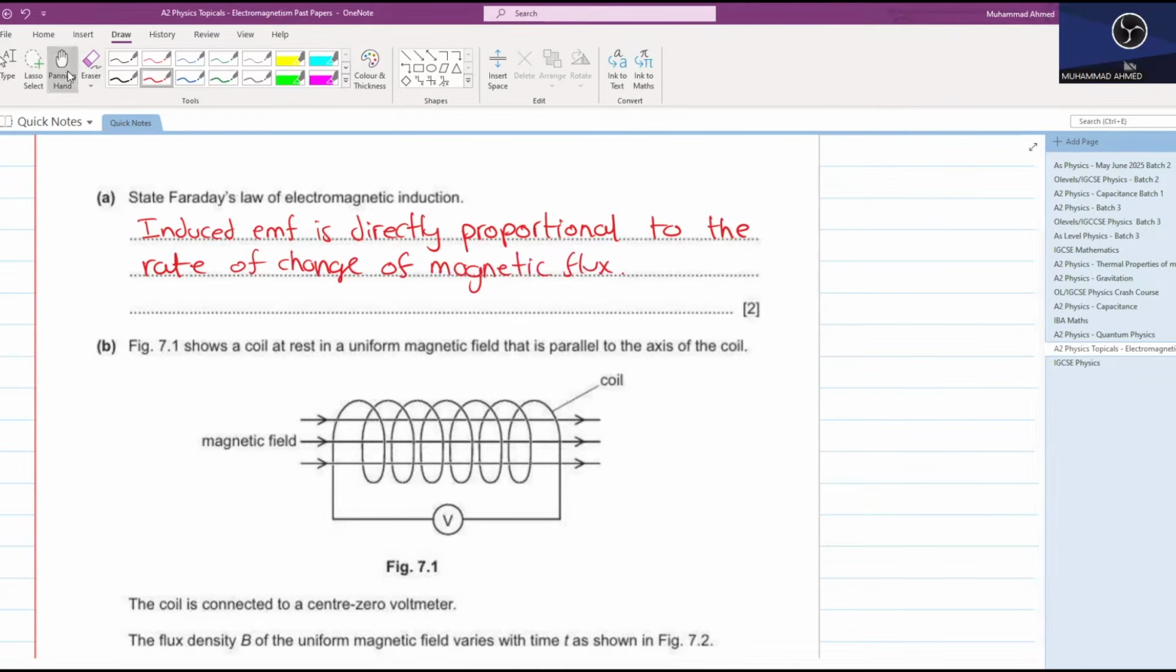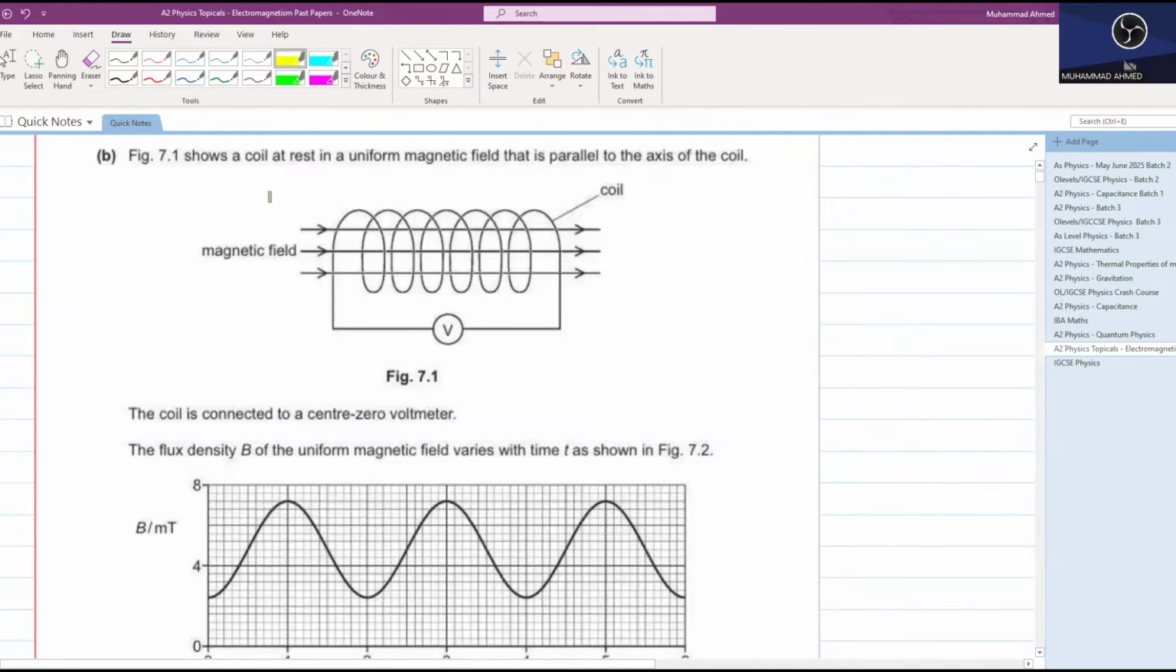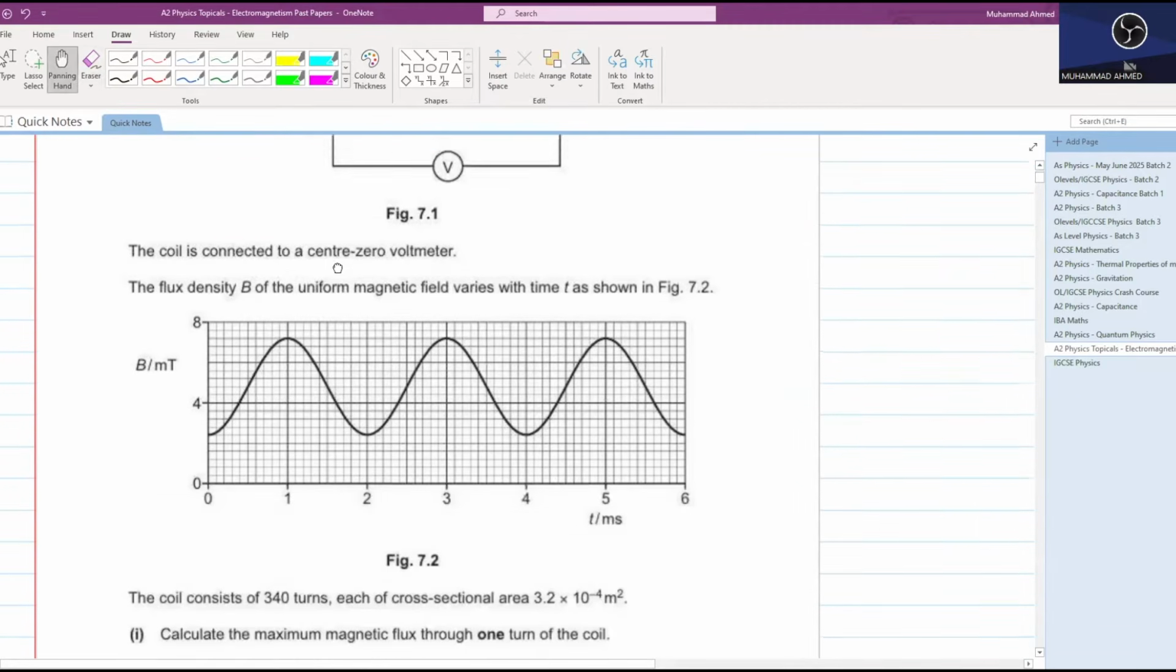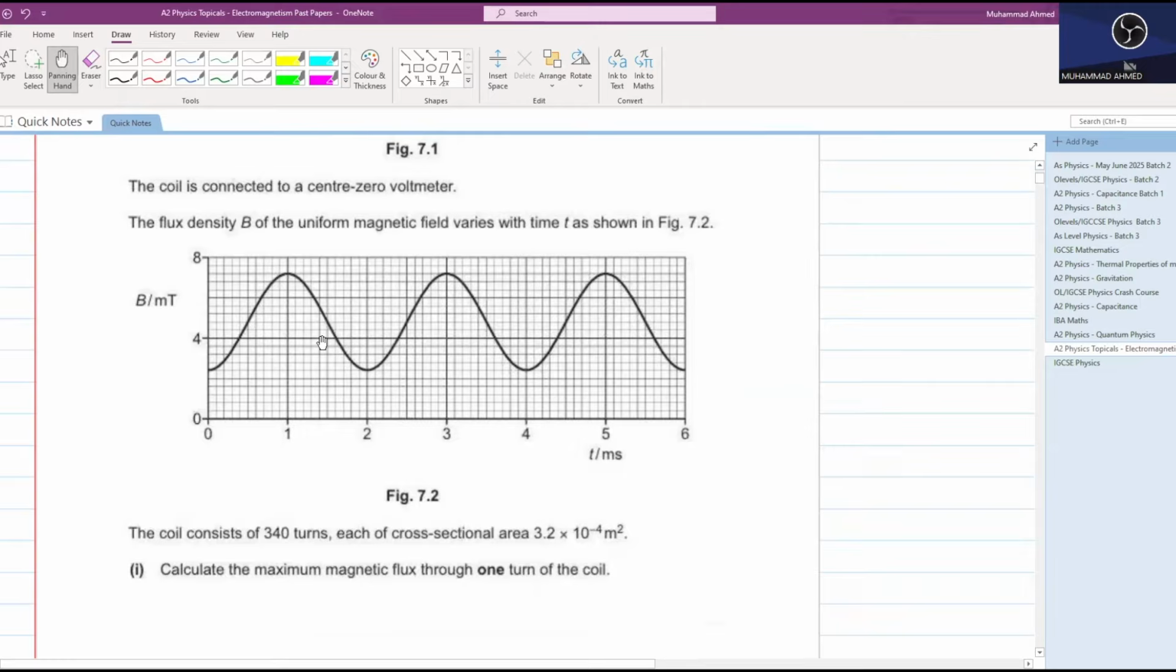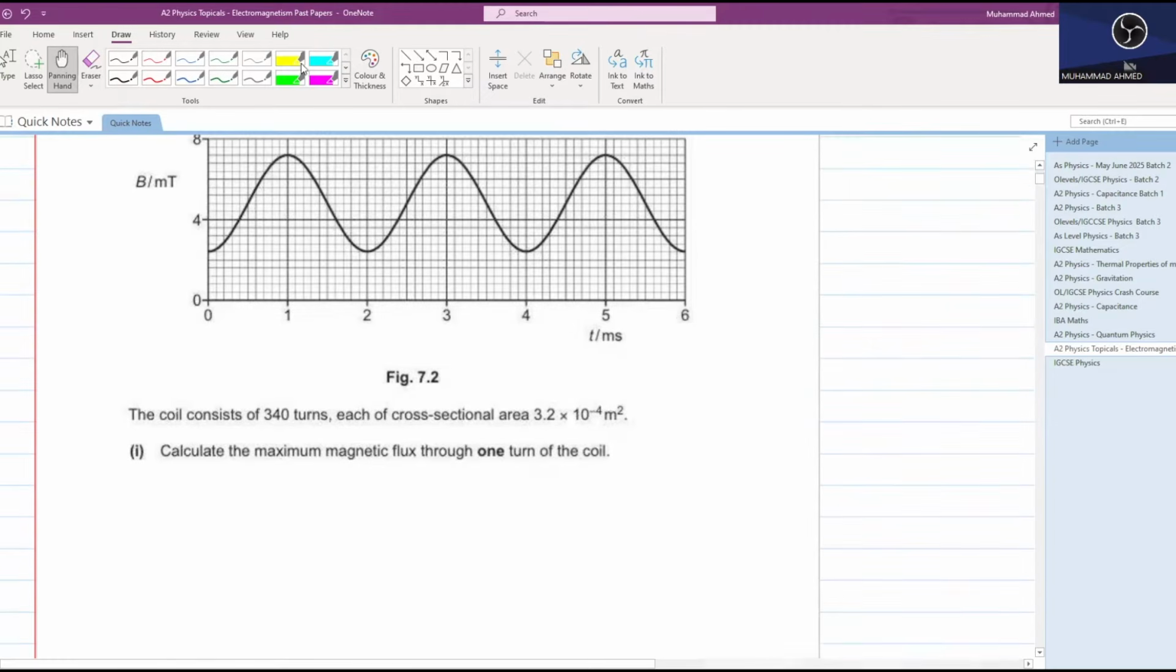Let's further move ahead. Figure 7.1 shows a coil at rest, okay, in a uniform magnetic field that is parallel to the axis of the coil, okay. The coil is connected to a center 0 voltmeter, okay. The flux density of the uniform magnetic field varies with time as shown in figure 7.2, okay. So this magnetic field's flux density is varying with time like this, okay. The coil consists of 340 turns, okay. Each has a cross section area of 3.2 into 10 raised to the power of minus 4, okay.